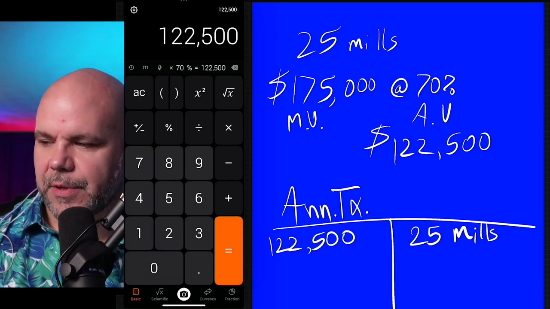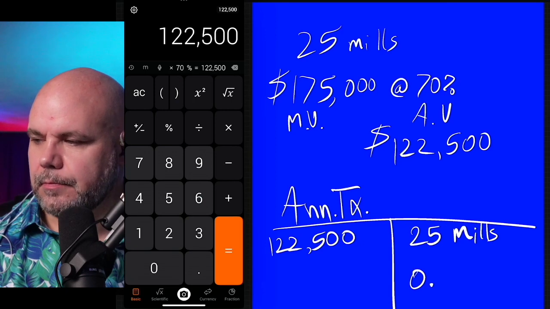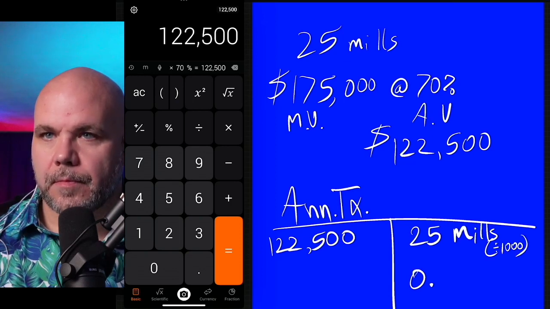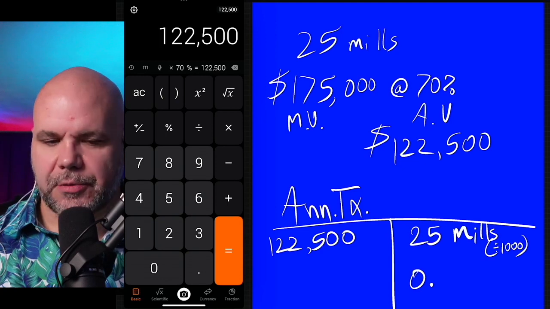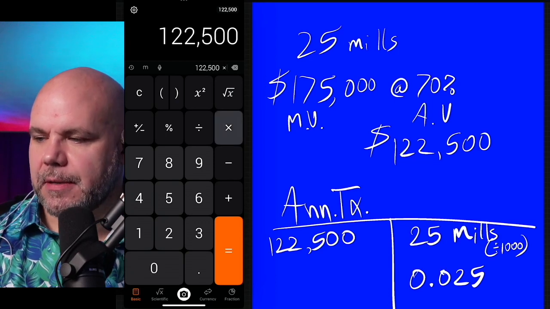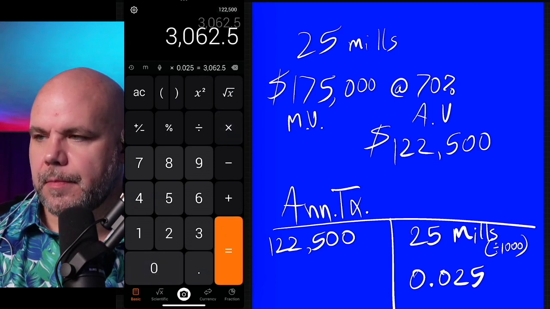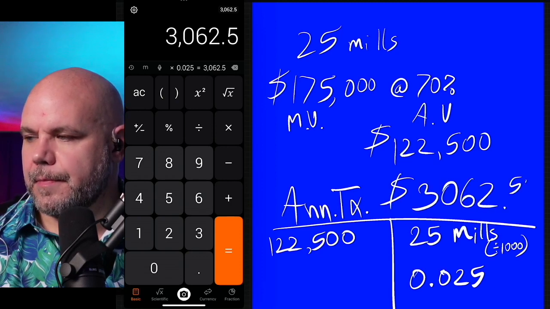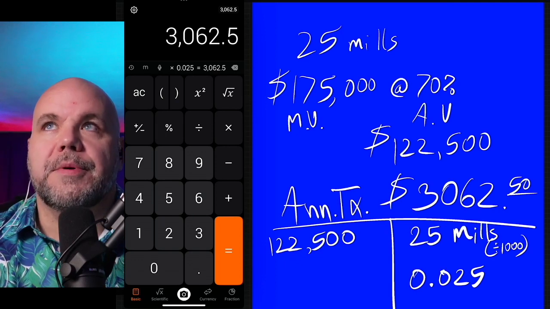25 mils becomes what decimal? Tell me in the chat or speak out. It's fine either way. 0.025. Yeah. And then that decimal times the assessed value gives us our very reasonable looking annual tax bill. But you all knew that.